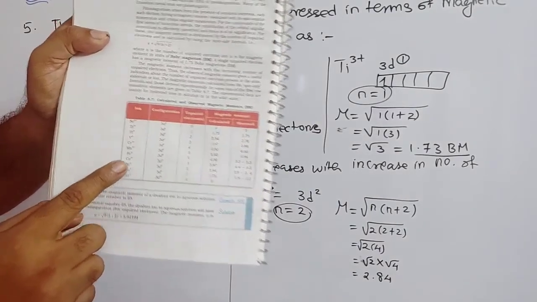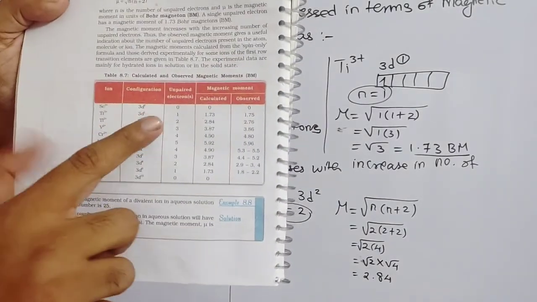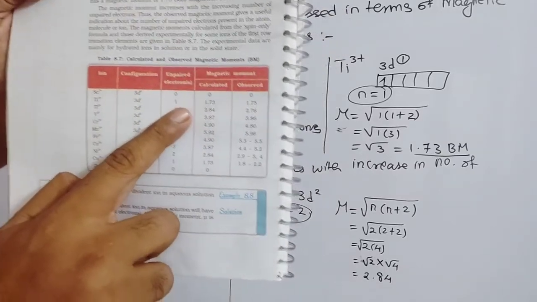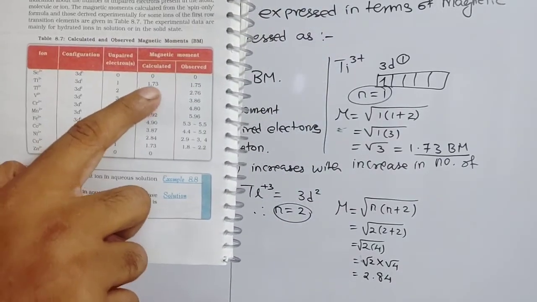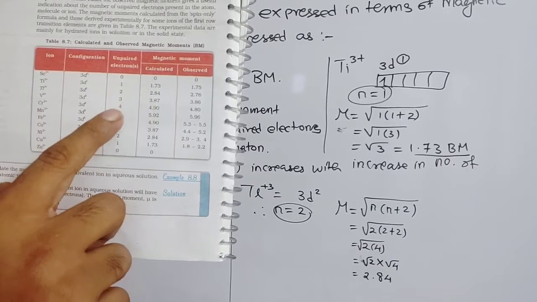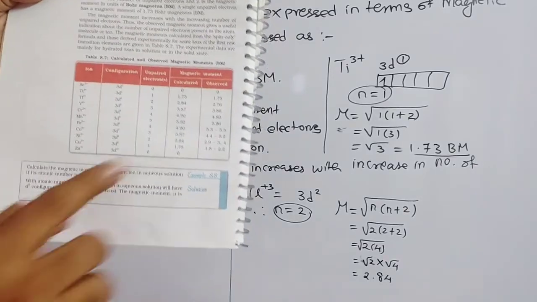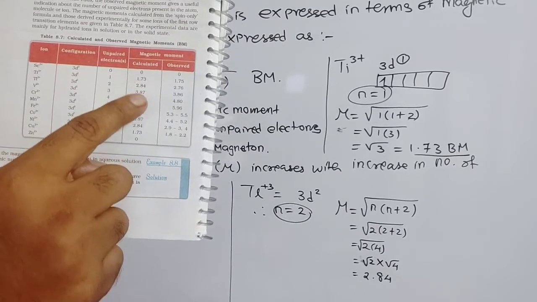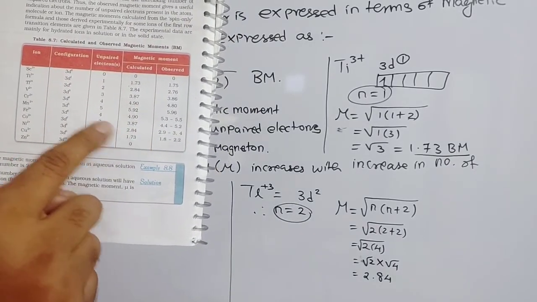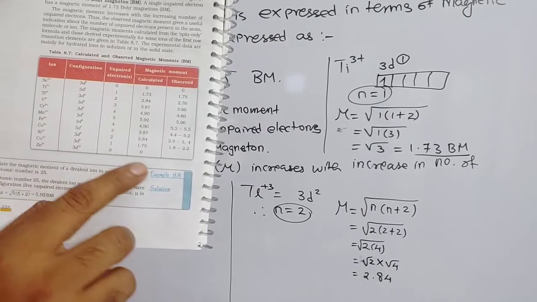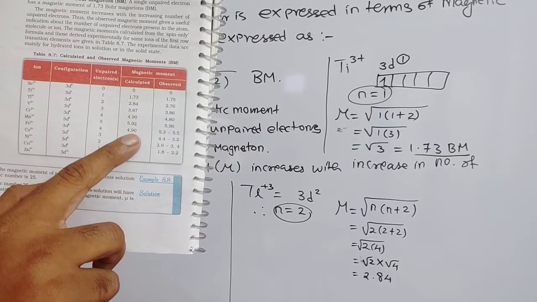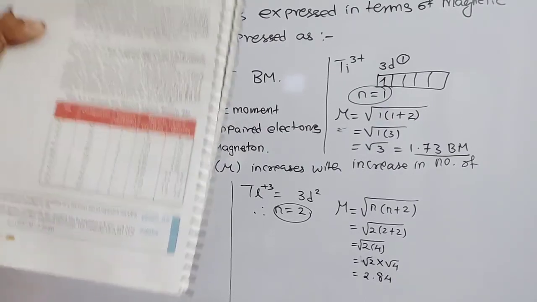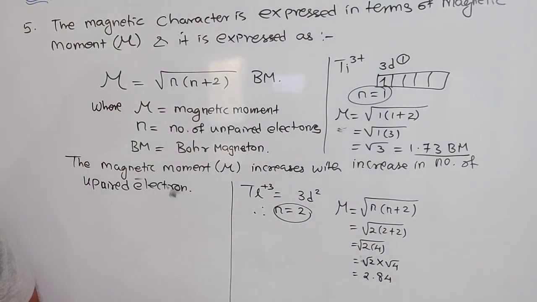That is the table you can see here. These are the tables given. If you can see here, 0 unpaired electrons, it is 0 here. 1, 1.73, 2.84, 3.87, 4.90, like this you can remember. Means from the value of the magnetic moment, this is calculated and this is observed. So from the value of the magnetic moment, you can easily say the number of unpaired electrons. If the magnetic moment is 4.90, we can say there are 4 unpaired electrons. So this is the easiest technique. Understood?